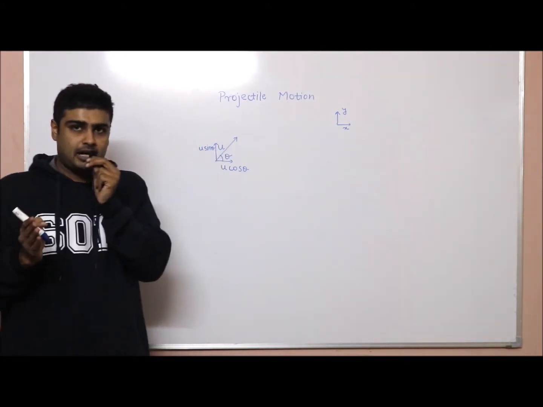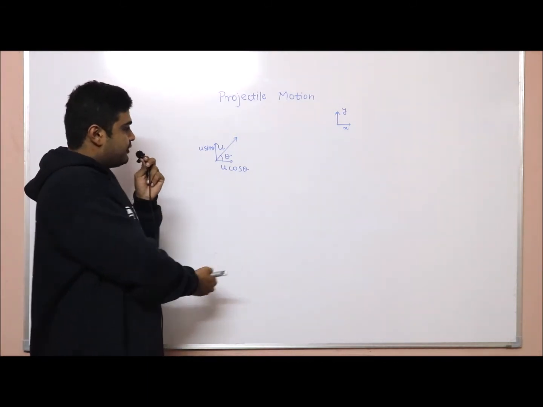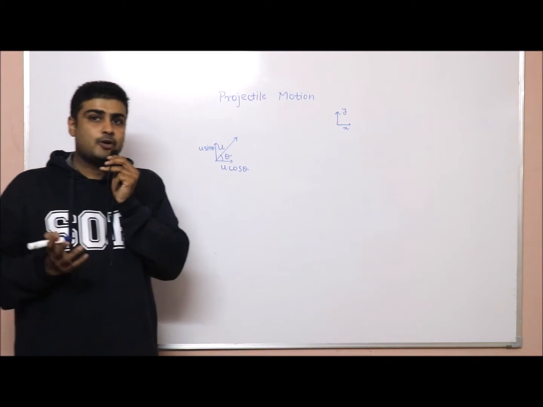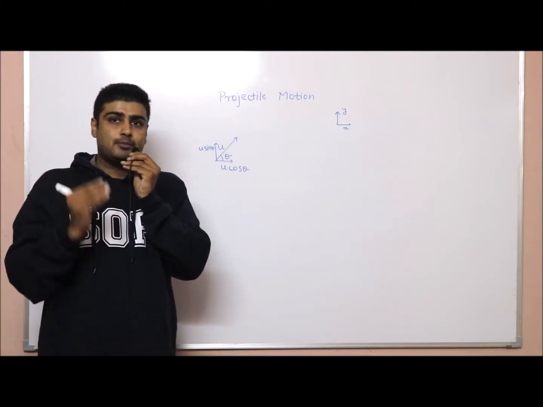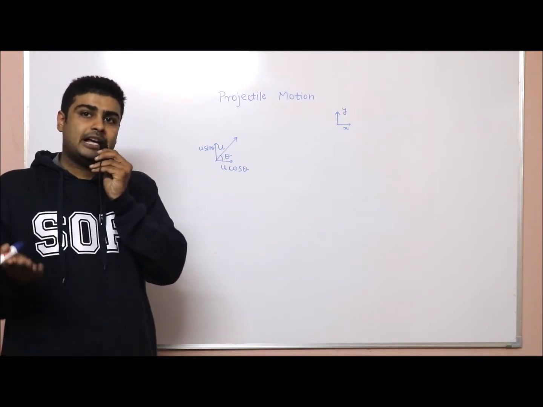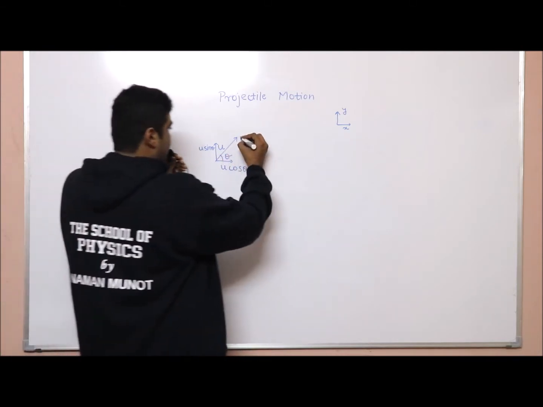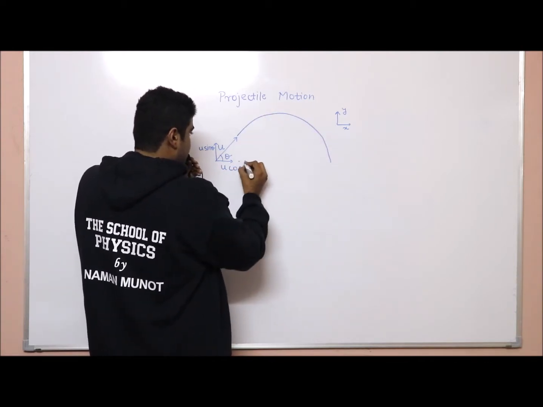How do these results come? They come from the 3 equations of motion that we wrote. But since we are doing this for the objective exam, we'll just learn the results and apply them directly. That is the smart work. Apply them directly in the exam. So this is how the projectile motion goes.